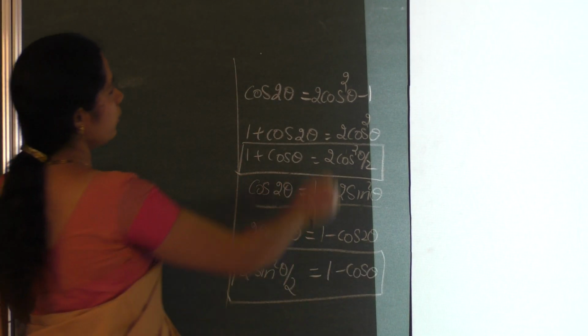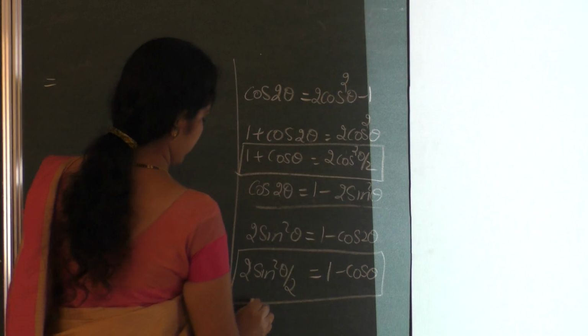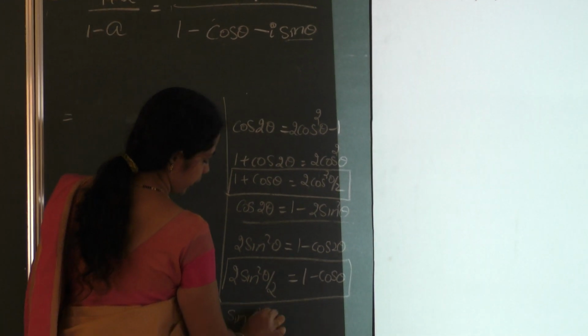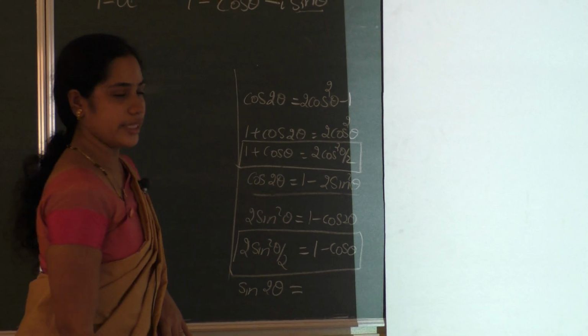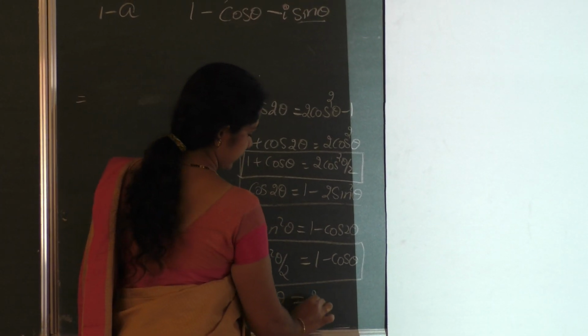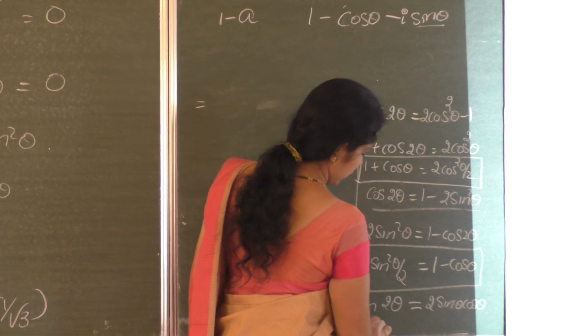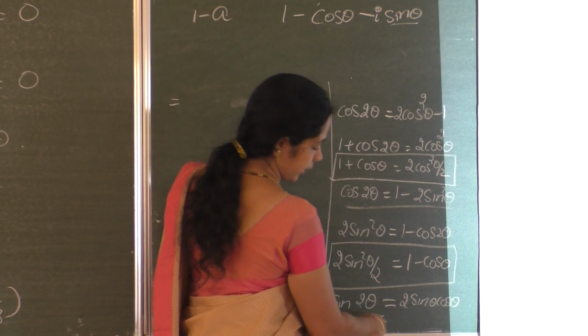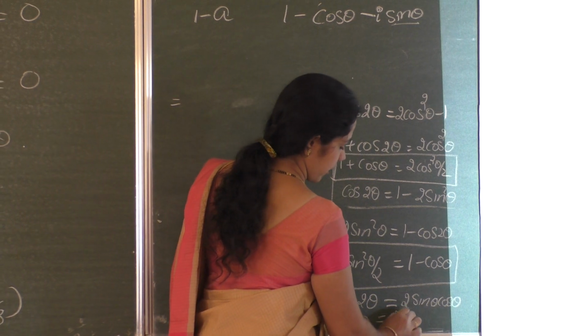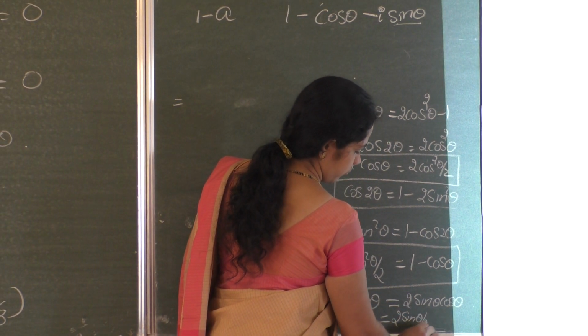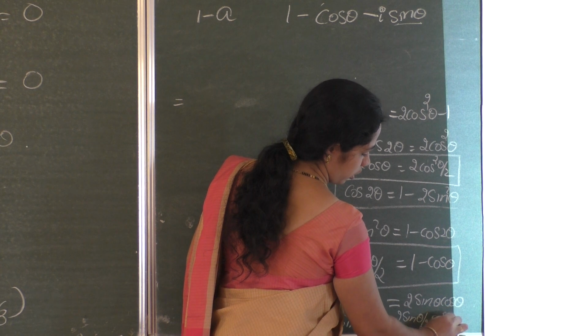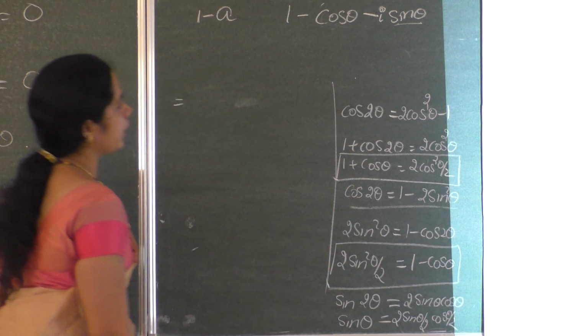Okay, apply here. One more, we have sin theta here. We have the formula sin 2 theta. What is sin 2 theta? Sin 2 theta is 2 sin theta cos theta. So apply half angle. Sin theta becomes 2 sin theta by 2 into cos theta by 2. Apply the formulas here.